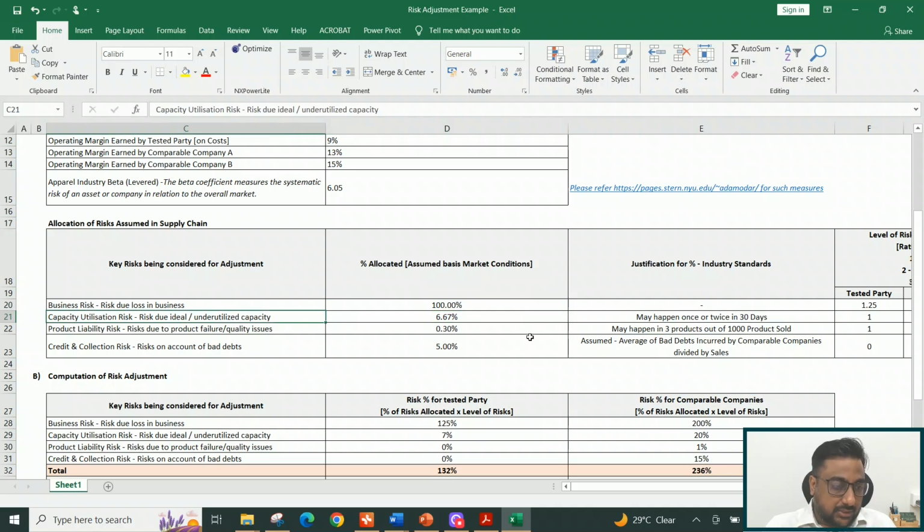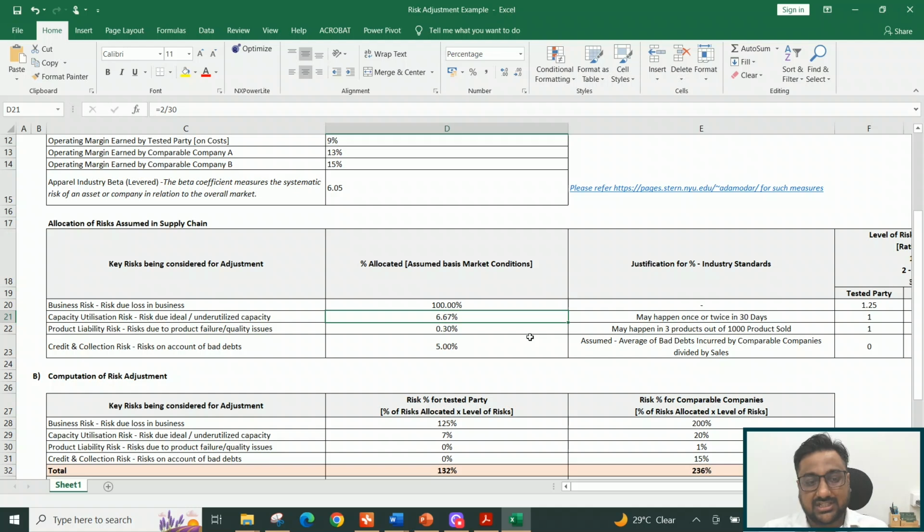Now I come to capacity utilization risk, which is risk due to idle or underutilized capacity. I have assumed that after understanding the industry standards as well as comparable companies data, we may come to know that under comparable companies, out of 30 days they are working, for 2 or 3 days there is idle manpower sitting in the factory, right? And that is where I have divided 2 by 30, that is 6.67%. So after 30 days of working, 2 days they are not working, and that is where there's a loss, or you can say 6.67% of entire production doesn't happen.